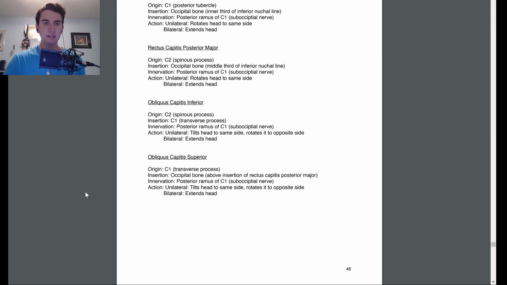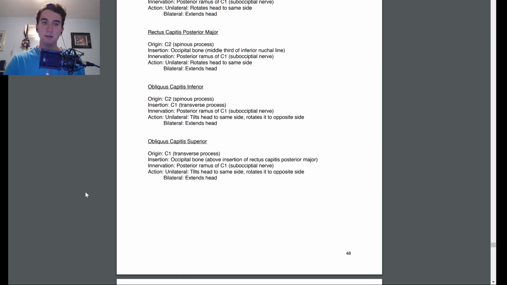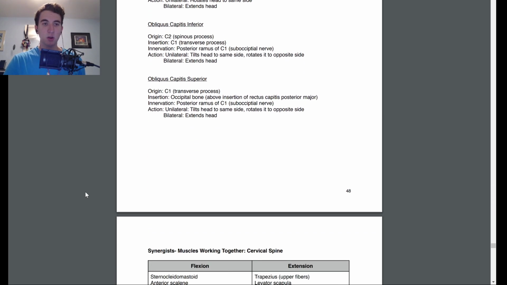Then we have obliquus capitis inferior. The origin is C2, the spinous process, and the insertion is C1, the transverse process. It is innervated by the posterior ramus of C1, the suboccipital nerve. The action unilaterally, it tilts the head to the same side and rotates it to the opposite side, and bilaterally it extends the head.